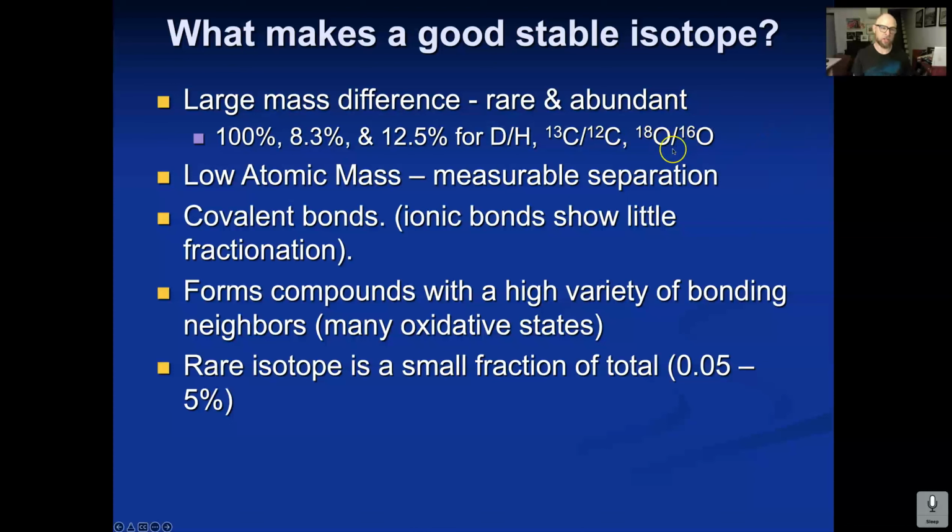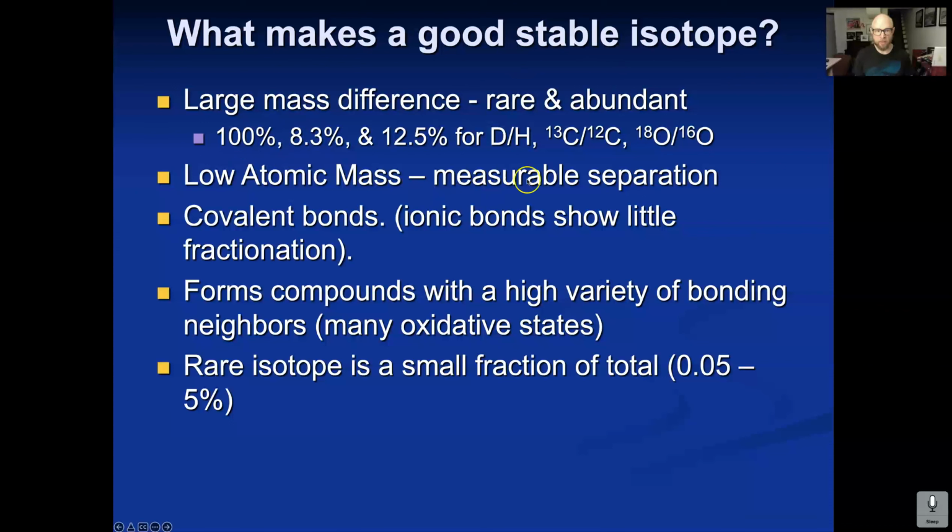And then oxygen has stable isotopes as well. It actually has 2 stable isotopes, oxygen 17 and oxygen 18, but oxygen 18 is more common. The mass difference between those is 12%. These are all isotopes we use in ecology, and they have big enough mass differences that we can use them well to track responses and changes in the relative abundance of each isotope.